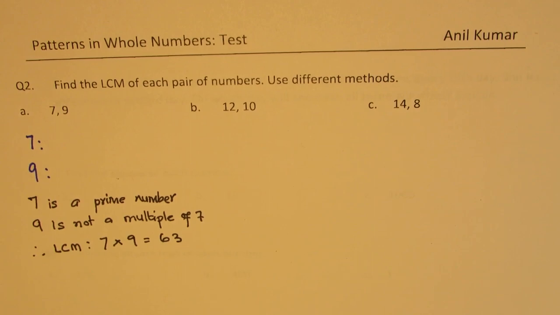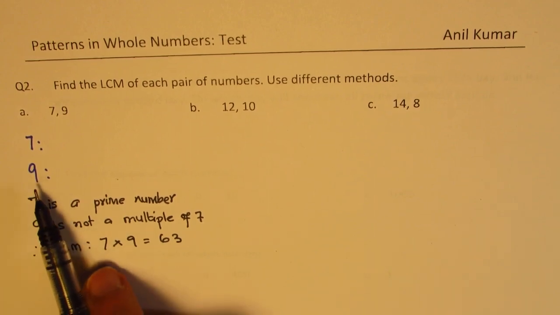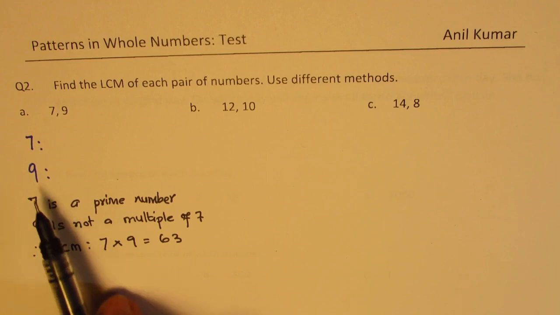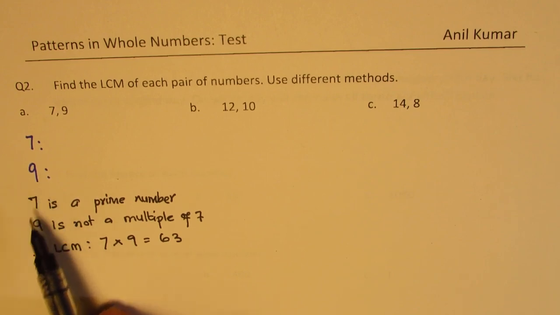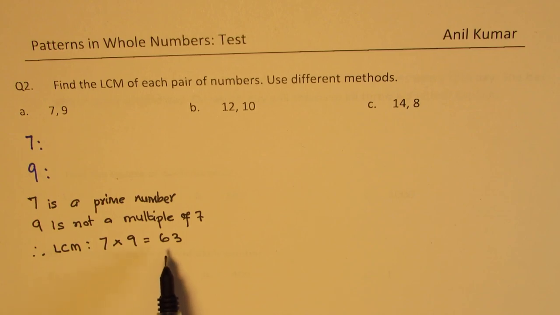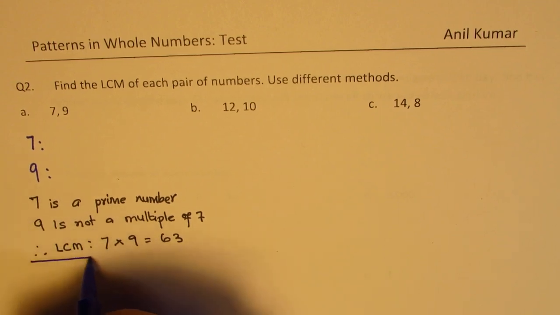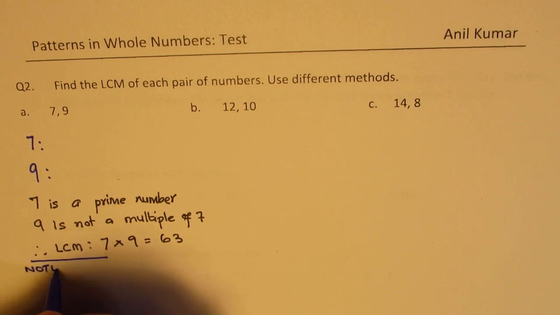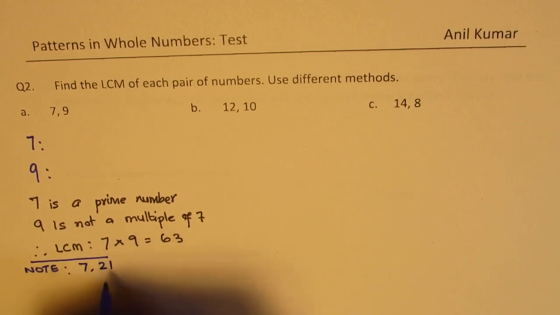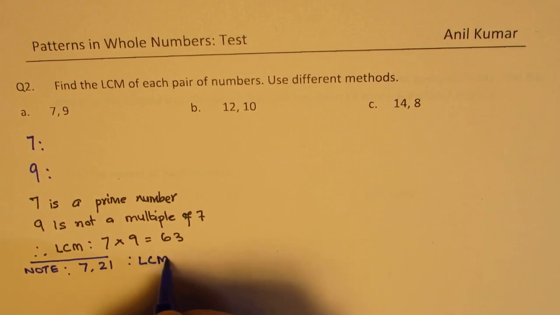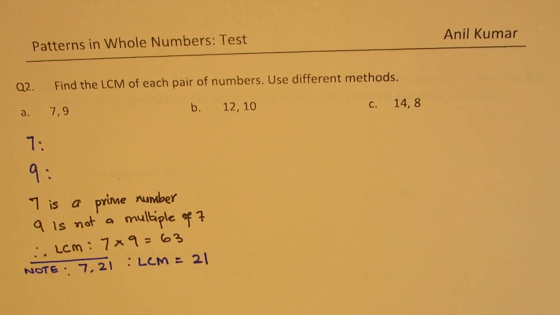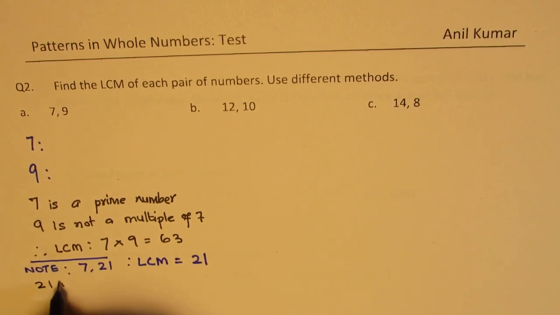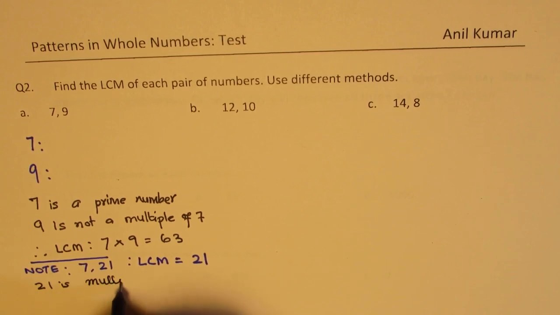So if there is one prime number, you check whether the other number is a multiple or not. If the other number is not a multiple, then their product is the lowest common multiple. Perfect. Okay, now let me tell you why. If the numbers were 7 and 21, correct? So in this case, LCM is what? LCM in this case is 21, reason being that 21 is a multiple of 7.